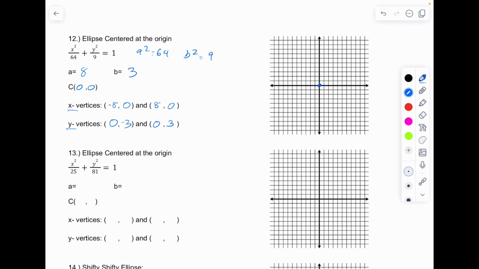As for the points that these go to, let's count out from 8. 1, 2, 3, 4. Counting by twos: 2, 4, 6, 8. Up 3, down 3.